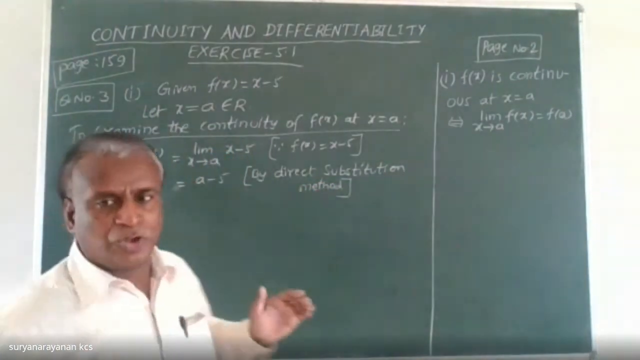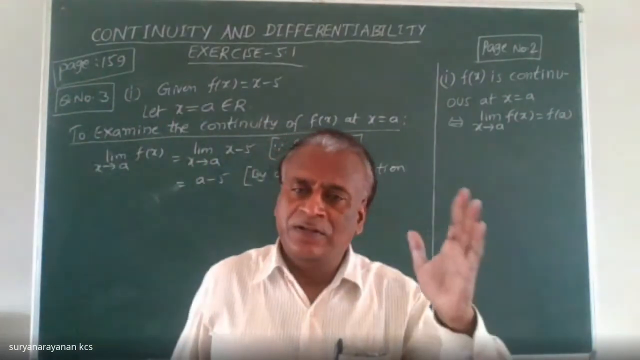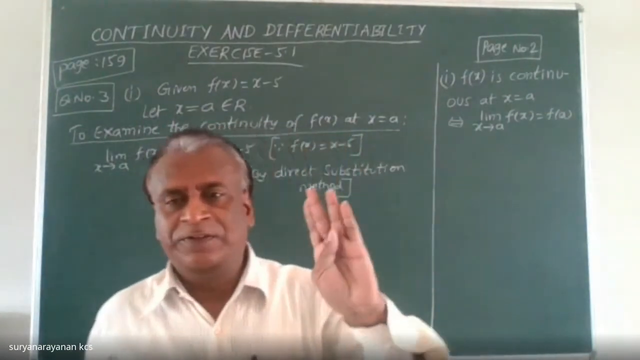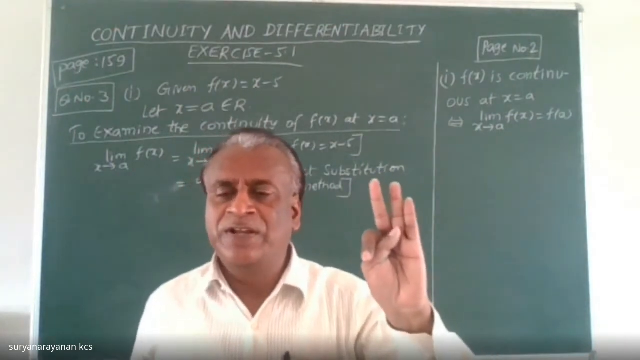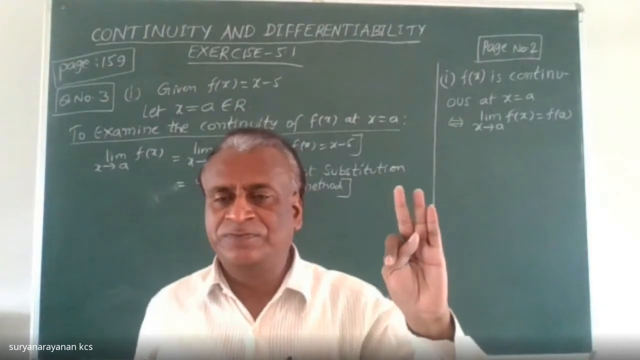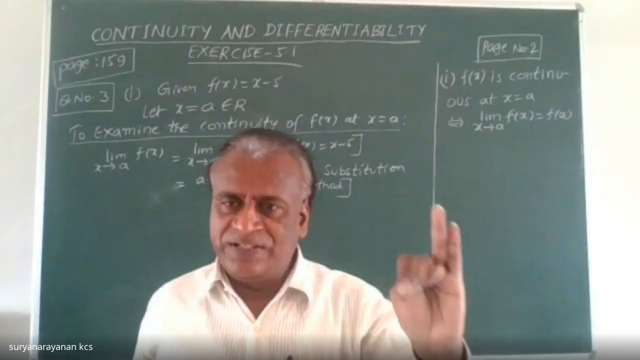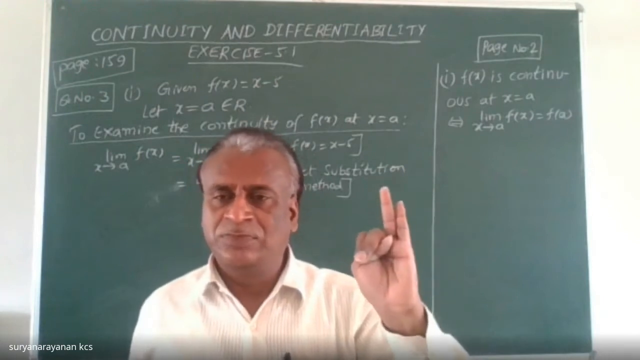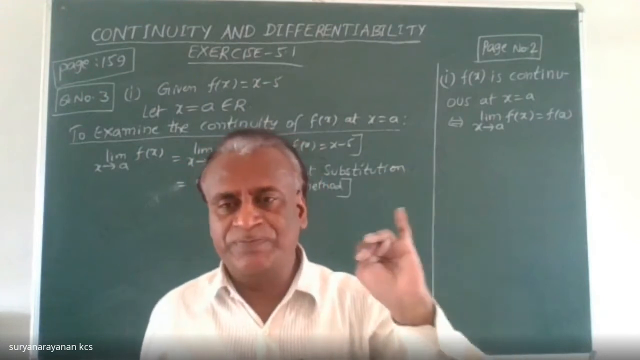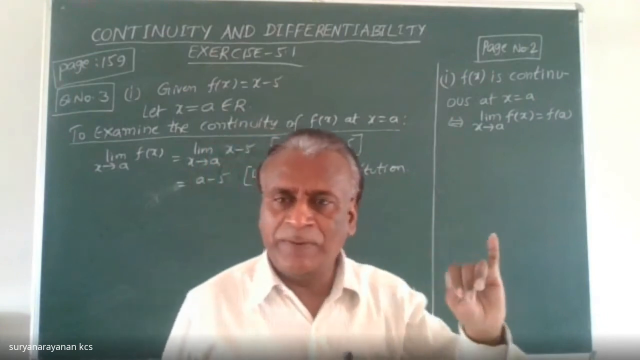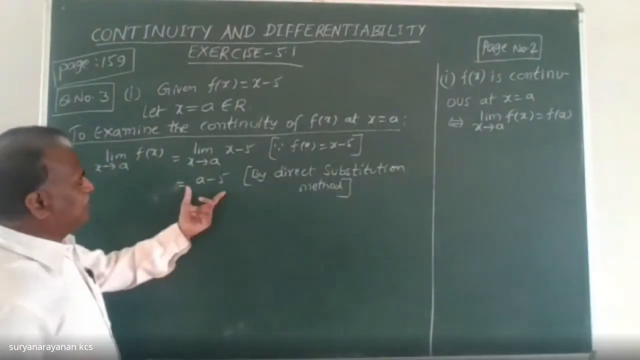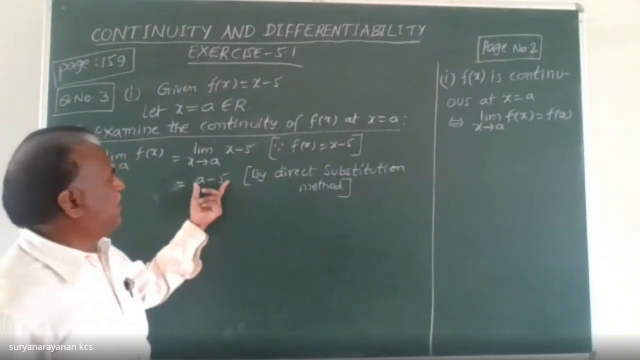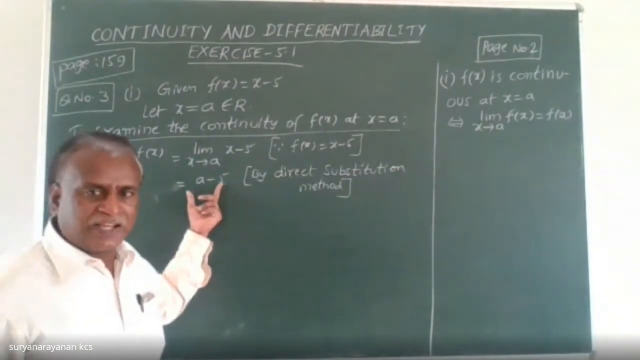Previously also I told you the different methods: substitution method, factorization method. Yes or no? In the previous class I told you the methods of finding limits. Yes, sir. Rationalization method, standard limits method. Do you remember those methods? Yes, sir. We follow those methods according to the question. So we got a minus 5. This is the limit of this function as x tends to a.